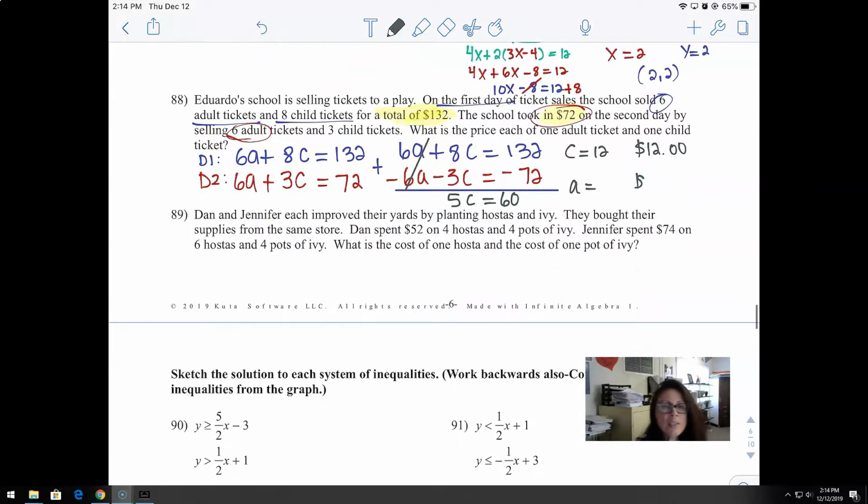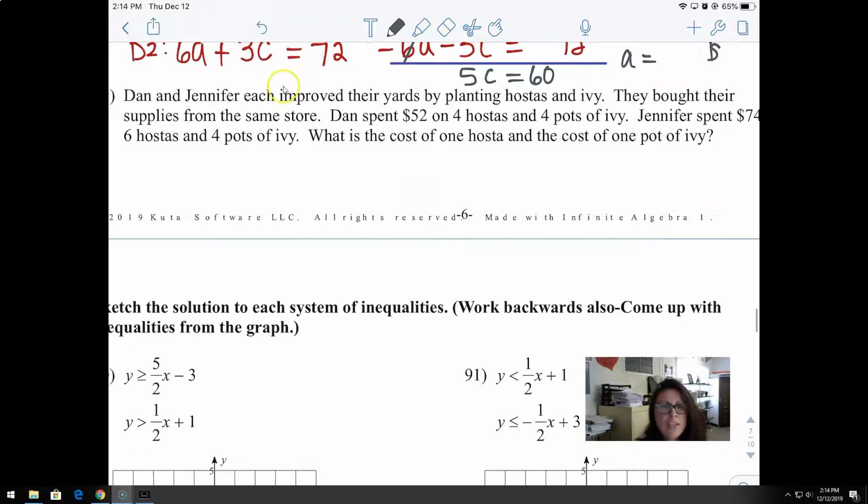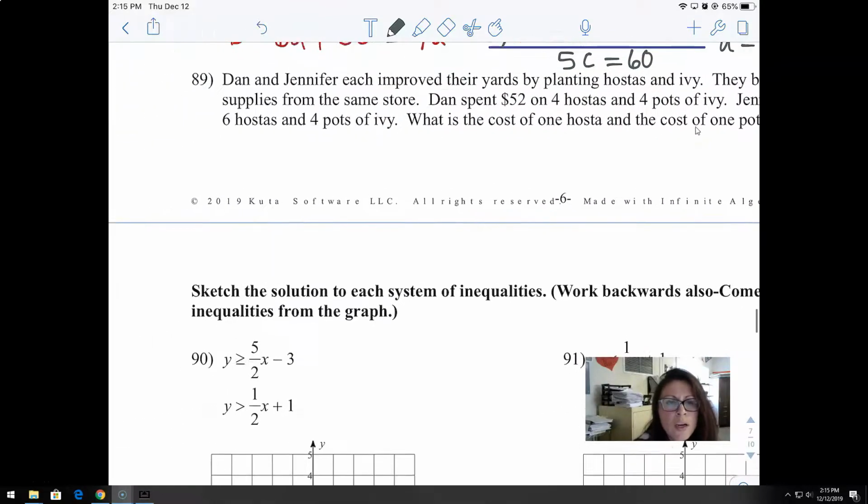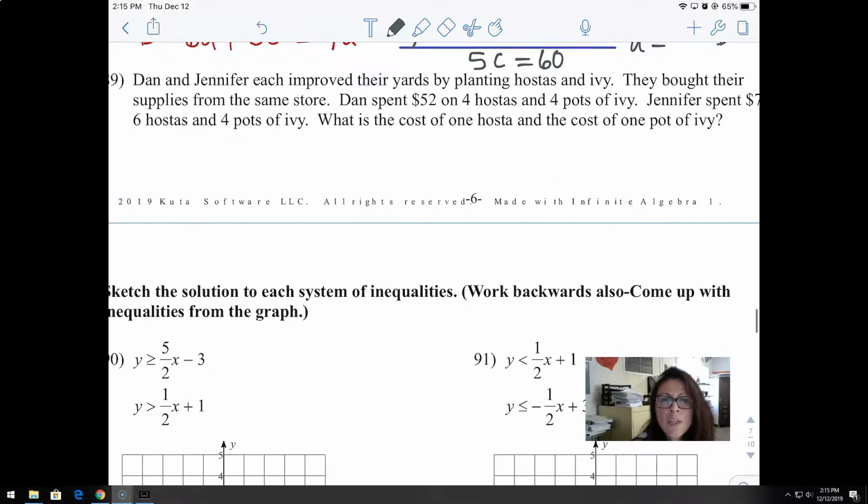All right, and this last one: Dan and Jennifer each improved their yards by planting hostas and ivy. They bought their supplies from the same store. Dan spent $52 on 4 hostas and 4 pots of ivy, while Jennifer spent $74 on 6 hostas and 4 pots of ivy. What is the cost of 1 hosta and the cost of 1 ivy pot?